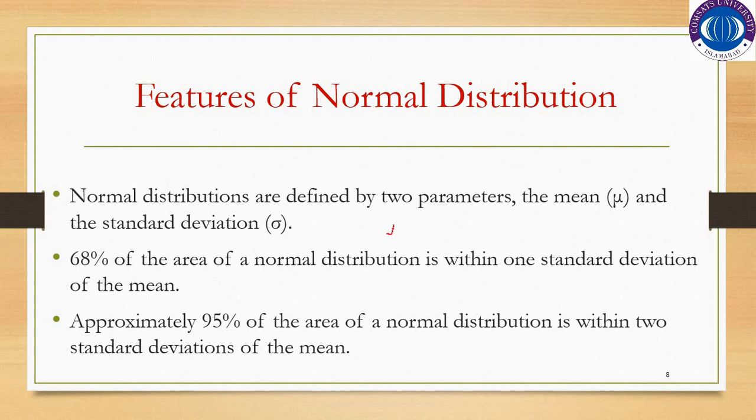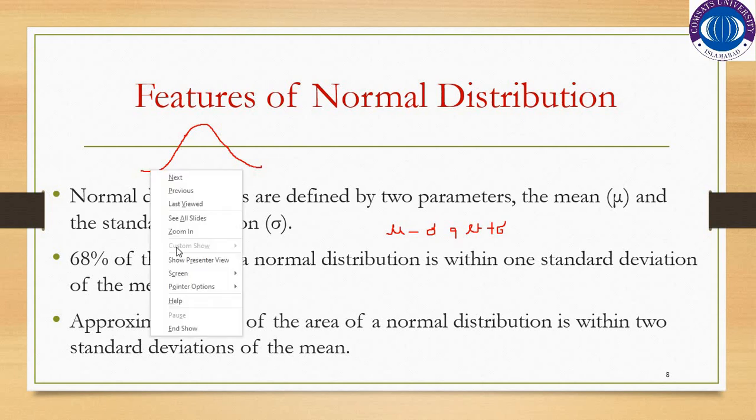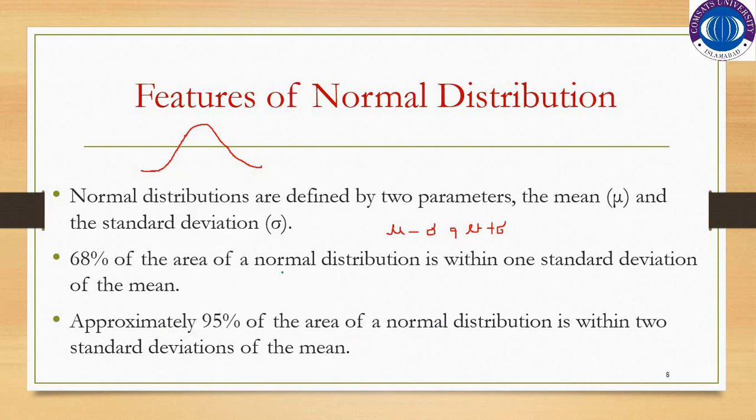This one means that mu minus sigma and mu plus sigma. This is the interval, and this interval will contain 68% of the data. If we draw the normal curve, it should look something like this. And let me change the color of the ink. This one. Okay. So this one is the mean.